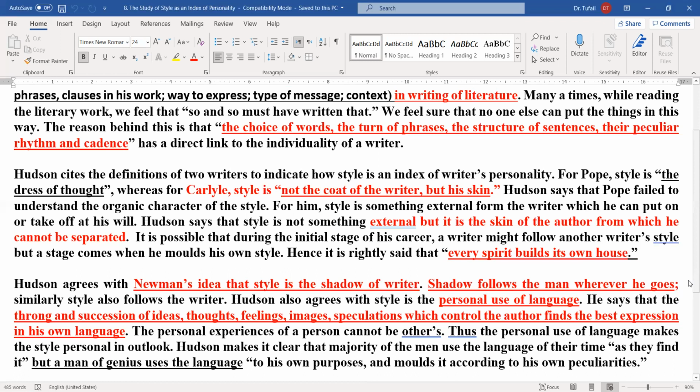It is not like a coat that wherever you like you can put on or take off. No, your style is your unique property, and it can't be segregated. You can't have multiple varieties of styles in one writer. It's not possible. So Hudson says that style is not something external, but is the skin of the author from which he cannot be separated.